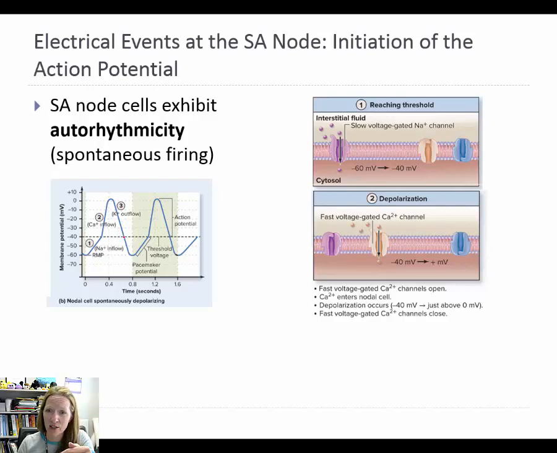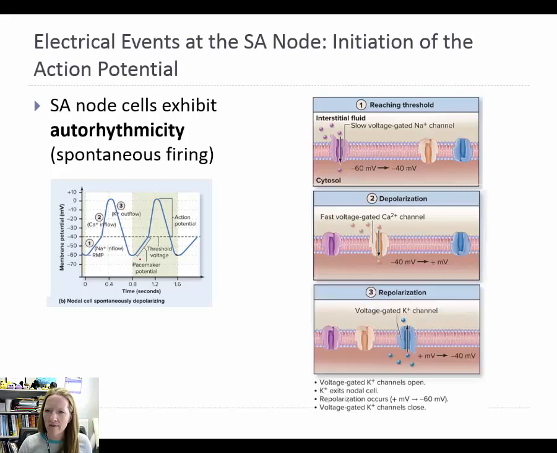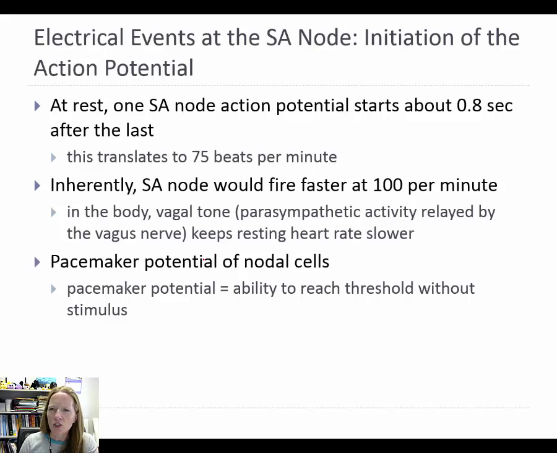Remember this one that is going down back to resting membrane potential? That's called repolarization, and that's what is happening here. And it's potassium again, doing its repolarization kind of thing. That's what it does. So it's just going to go through this whole process over and over again and fire off over and over again. So at rest, the SA node's action potential starts at about 0.8 seconds after the last. So that translates to about 75 beats per minute.